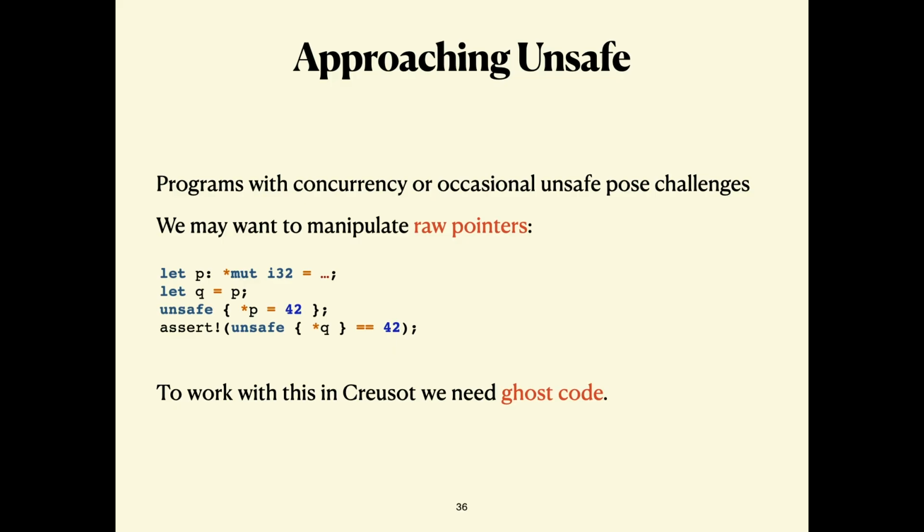In Creusot, we'll actually see we have 2 different ways of tackling this problem. The main way that we've been working on is ghost code. So the idea is we're going to add additional code that doesn't exist at runtime in your Rust program, but does exist at verification time. And that additional code can be used to provide the missing information to the missing safety argument that's left implicit in the Rust code.